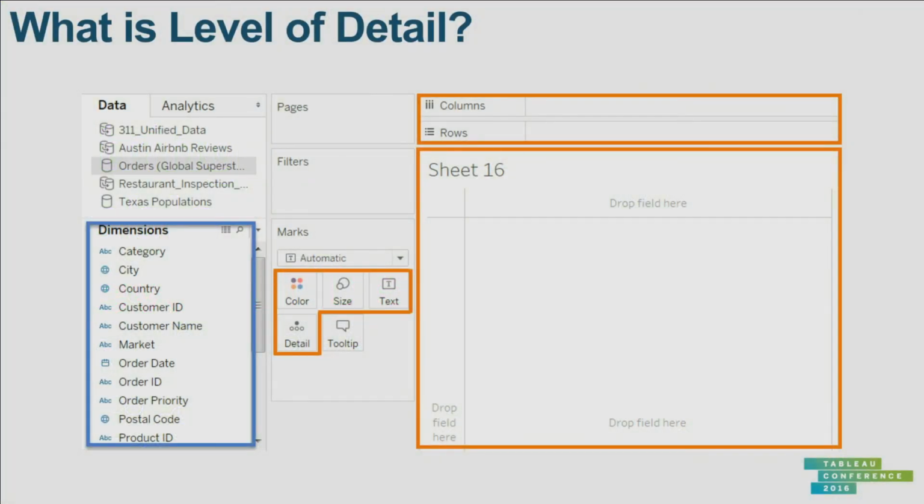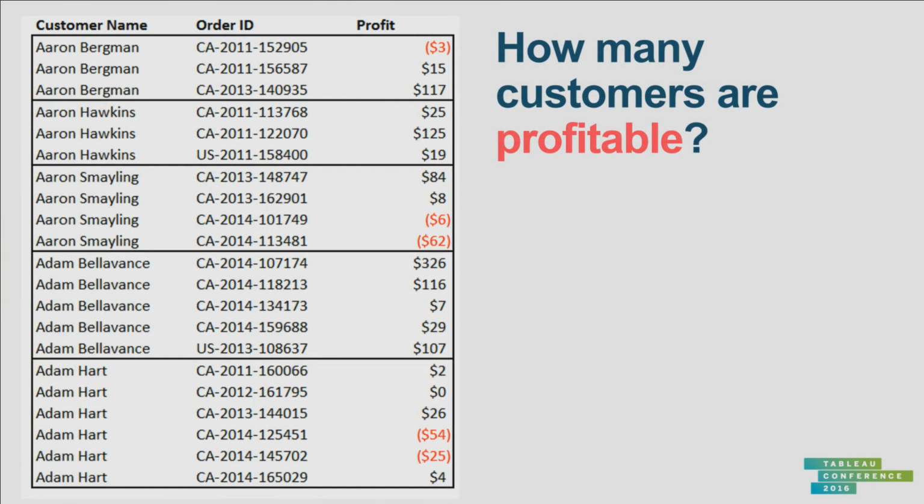So at the lowest level, right, what is the level of detail? The level of detail is defined by any dimension that you bring onto your rows or your columns or your marks card. So any dimension that you bring onto the view is what Tableau sees as the level of detail. Now, there's a lot of use cases in which you want to return something, but you don't want that dimension on your view. And that's exactly the example that we'll go over. So I want to know how many of my customers are profitable.